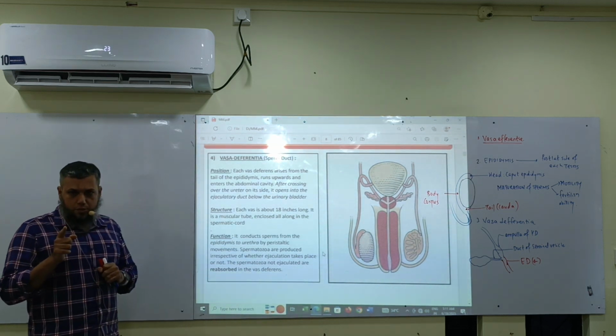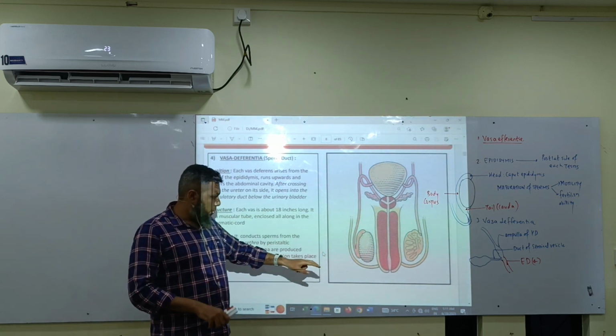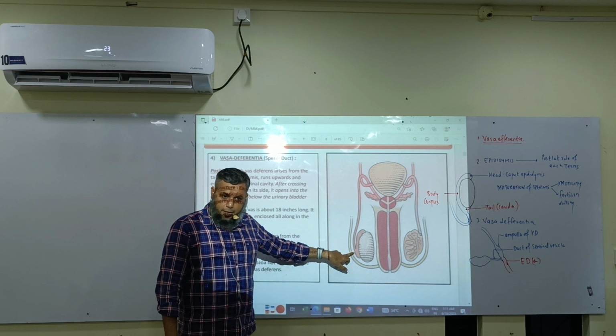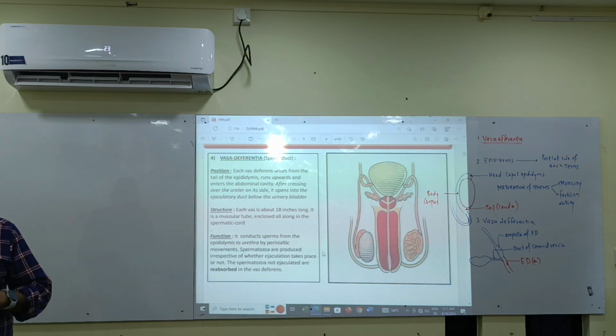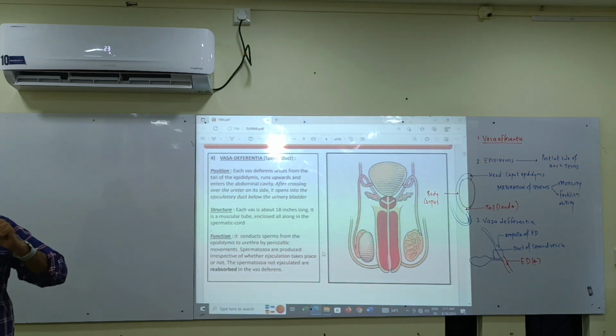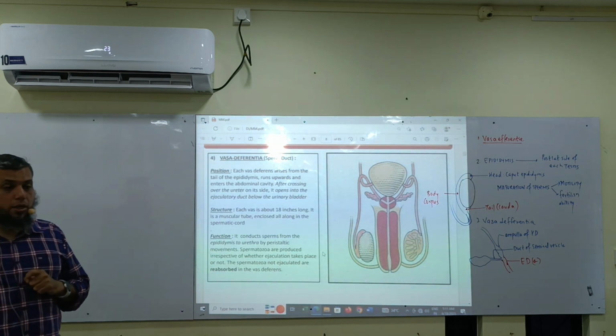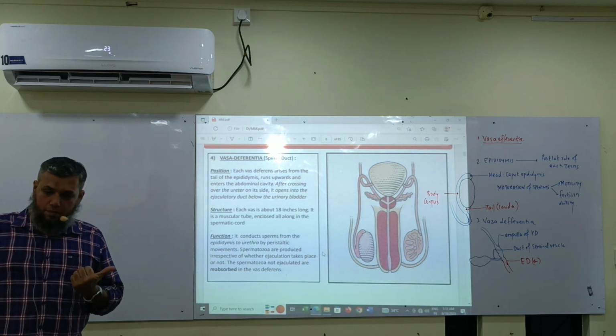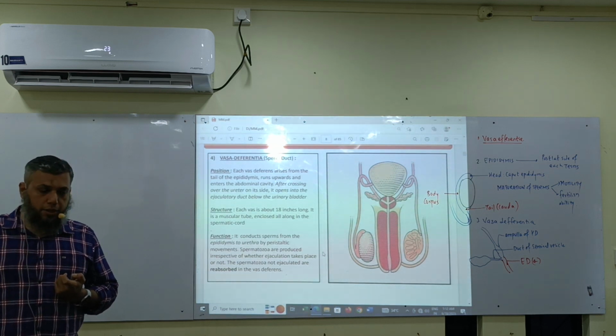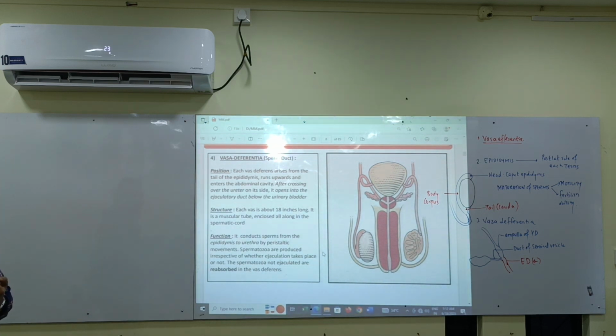So each vas deferens arises from the tail of the epididymis. It moves upwards through the inguinal canal with the spermatic cord, enters into the abdominal cavity, turns over the ureter, and then becomes a little bit swollen to form the ampulla. Then the ampulla joins with the duct of the seminal vesicles. Together they will form the ejaculatory duct, and the ejaculatory duct will open into the urethra. I hope you understood.